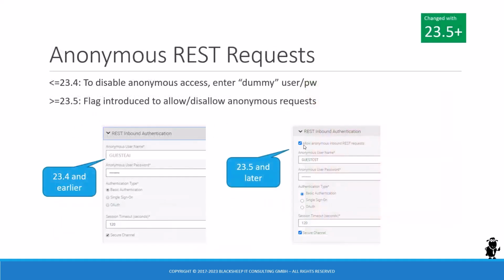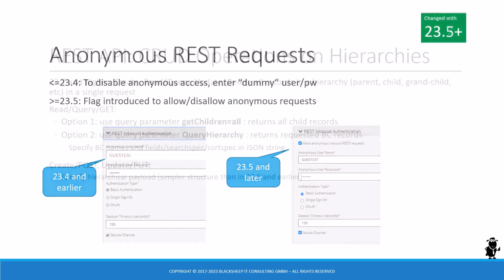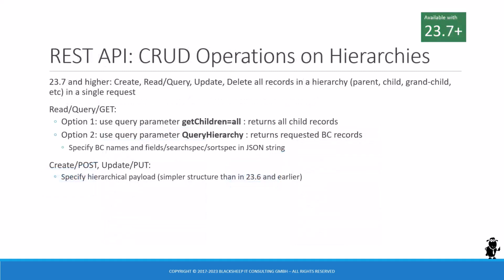You can now allow and disallow officially anonymous inbound REST. There's a flag now in modern Siebel versions. And in 23.7, still on the REST API, you have CRUD support, that is create, read, update, delete, on hierarchies. So you can insert, update, and delete entire hierarchies. Delete is actually a two-step process: delete the children first, then the parent.